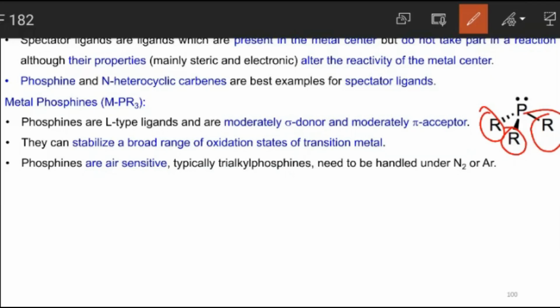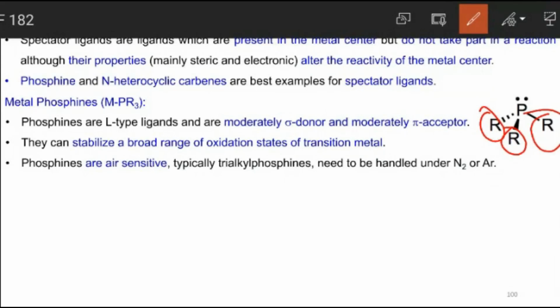Remember, in the case of carbon monoxide, nitrogen, or dihydrogen, we cannot change any of their properties. We cannot change anything. But that is not true with your phosphorus ligand. Your phosphorus ligand can be easily tuned.